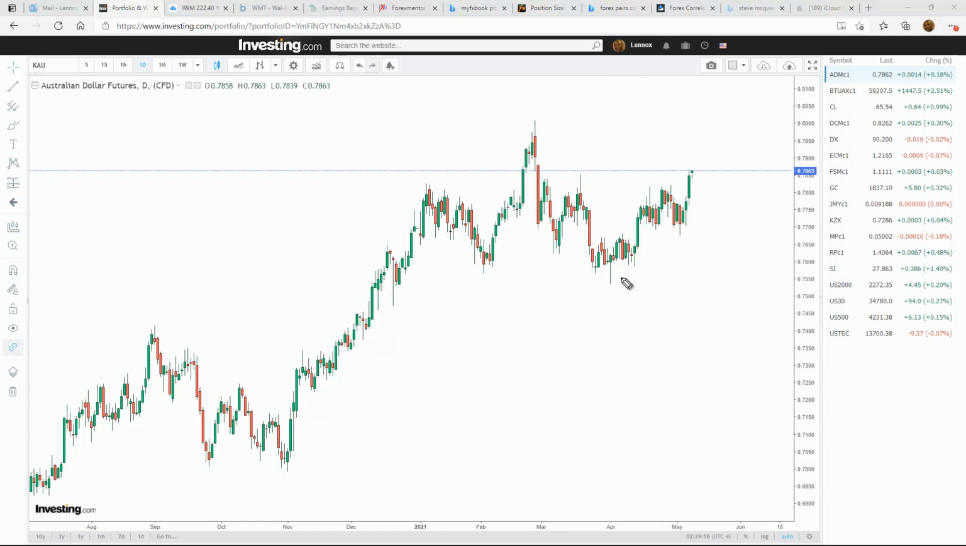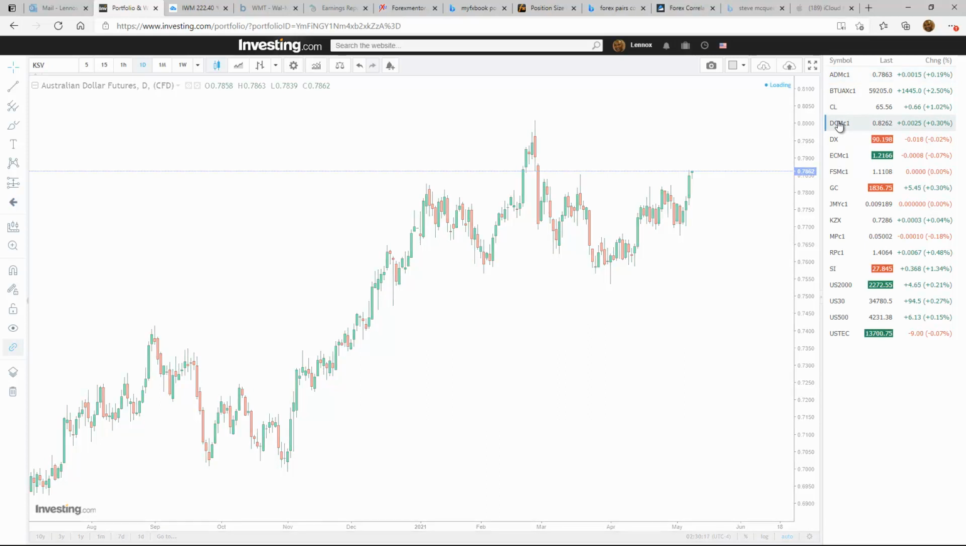So on Aussie here on the daily, what I'm seeing here is that continued move to the upside. So it looks like we're heading back up to resistance on Aussie. Okay, so we can look at then the euro and also the Canadian dollar. Let's take a look at the Canadian dollar.